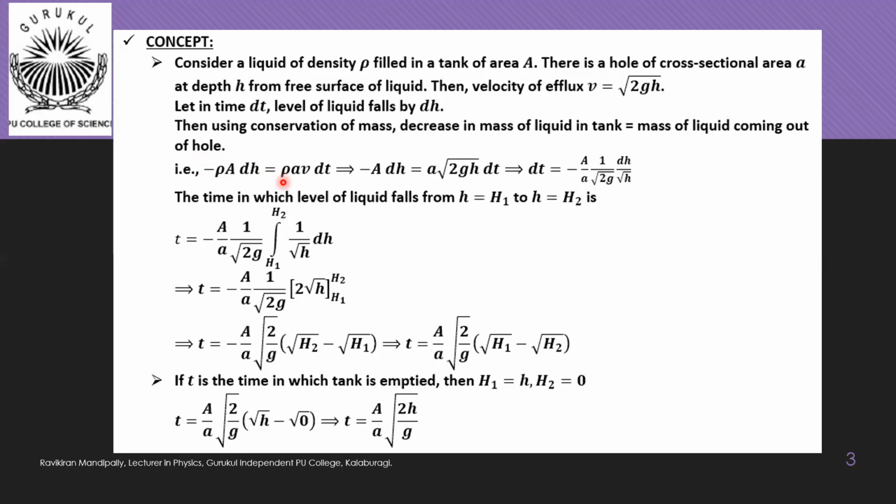Now on either side rho is cancelled, and we get the expression minus A dh is equal to a into root 2gh dt, substituting V equal to root 2gh. Here we need an expression for time, so we write the time interval dt is equal to minus capital A by small a into 1 by root 2g into dh by root h.